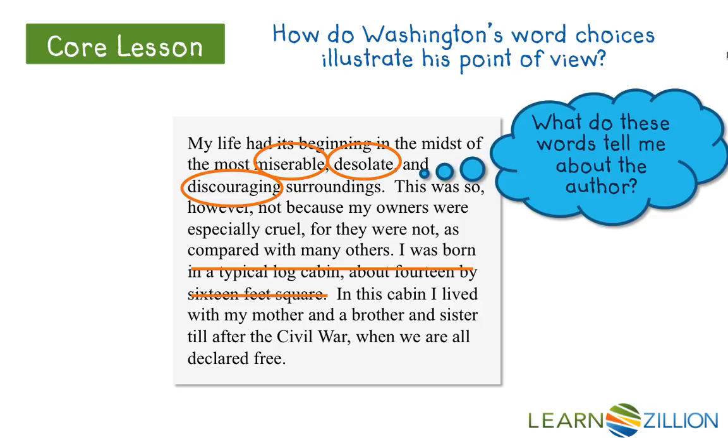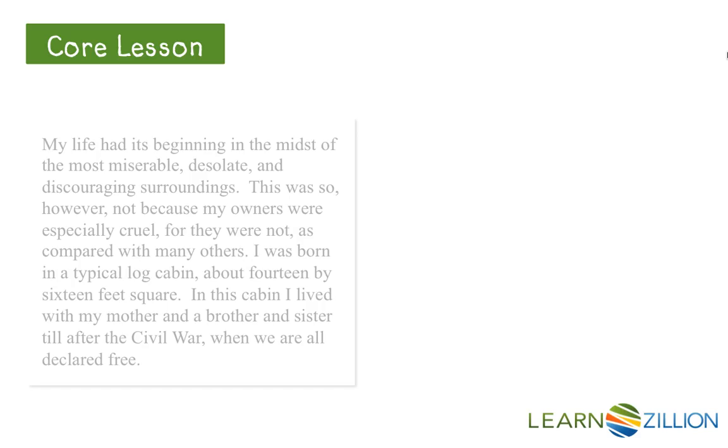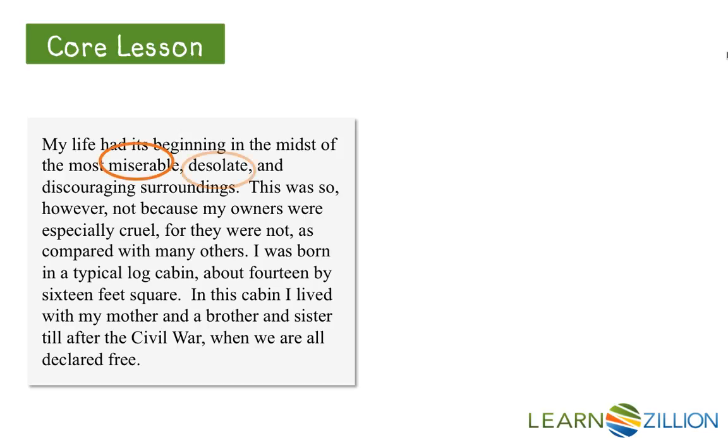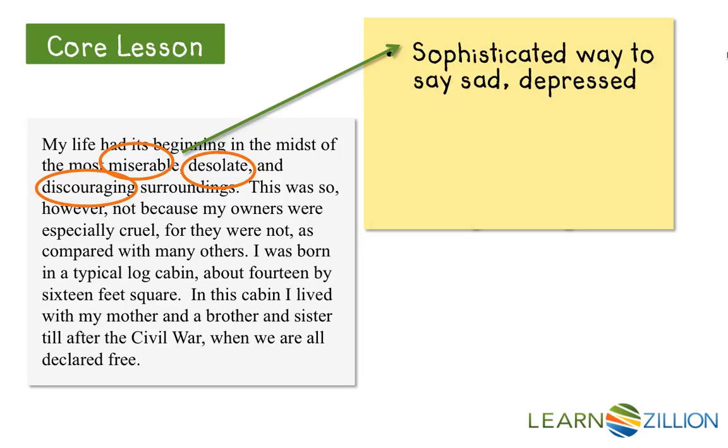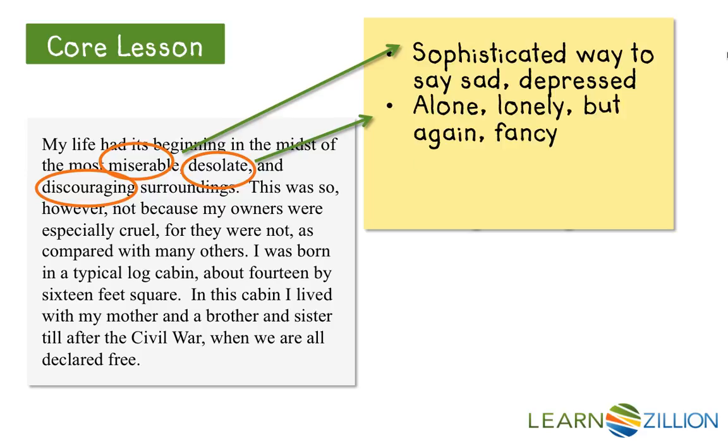So my next step now is to be thinking, what do these words tell me about the author? So here are those words I've picked out, and now I'm going to be brainstorming. Let's see, this first word, miserable. To me, that's really a sophisticated way to say sad or depressed. And now on to the second word, desolate. Desolate says to me alone and lonely, but again, it's really fancy language.